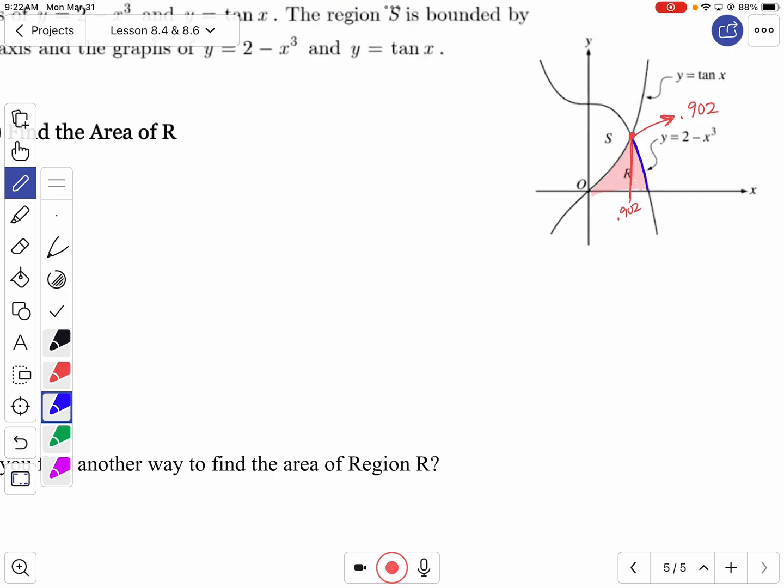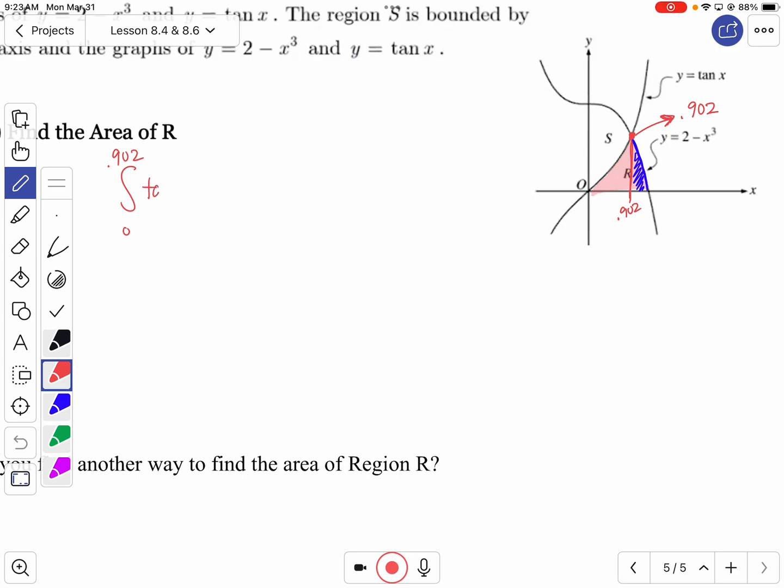The tan one, okay? The only thing I'm left with over here is the tan curve. The cubic is no longer touching the tan curve. So it's actually going to take 2 integrals to do this one, okay? So the first integral we're going to do from 0 to 0.902. And in this one, tangent is dominant over the cubic.